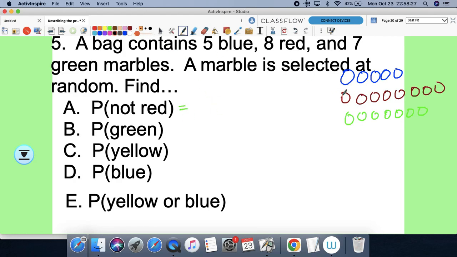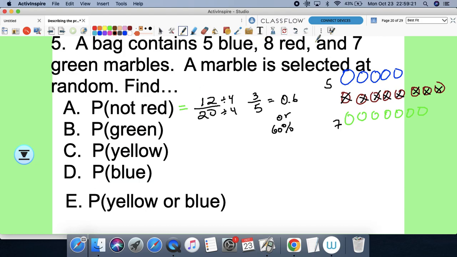Okay, so first one. Not red. Well, first of all, what's the total? 1, 2, 3, up to 20. So the total is 20. Not red is blue, 5, and the green, 7. So 5 plus 7, right? That would give us 12 out of 20, which you can simplify. Divide by 4, divide by 4, gives you 3 out of 5. And then we can change that to a percent, which is 0.6 or 60%.